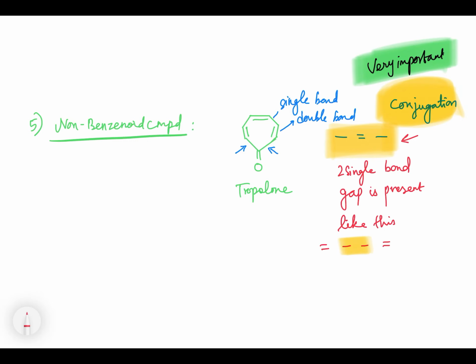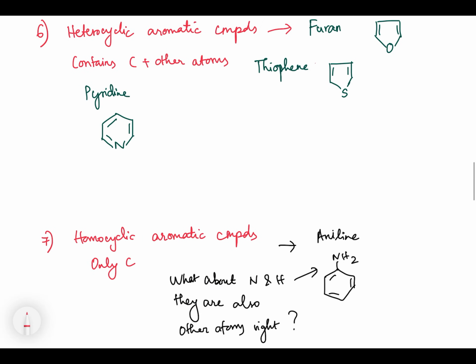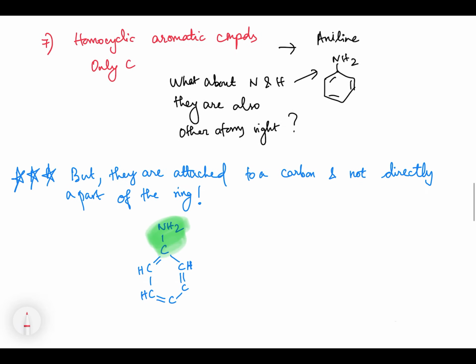Let's go to the heterocyclic aromatic compounds. Now, heterocyclic aromatic compounds like furan, thiophene, pyridine have carbon plus some other atoms. So, they have different atoms and they are also aromatic. So, we call them heterocyclic aromatic compounds. I hope that is clear. Now, let's go to the homocyclic aromatic compounds. Only carbon should be present.